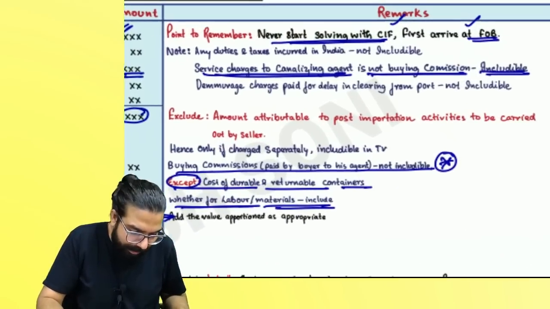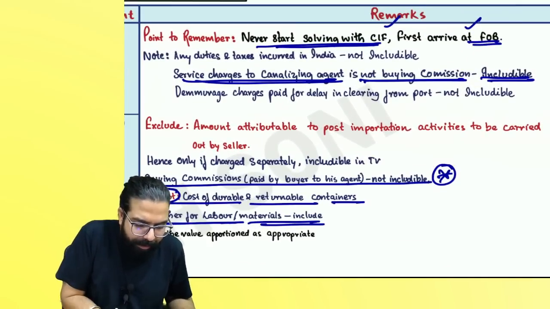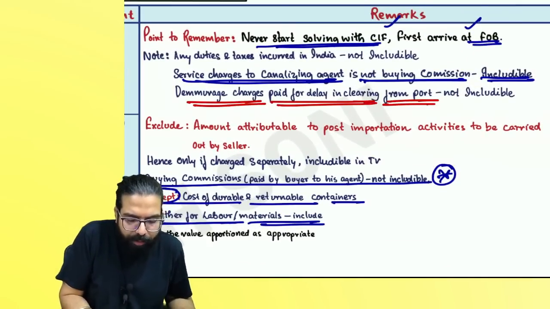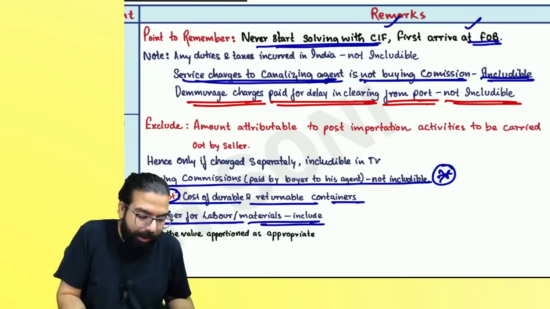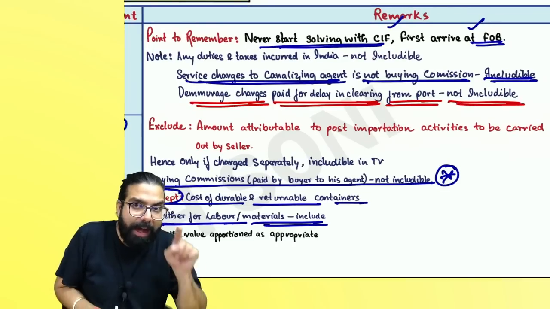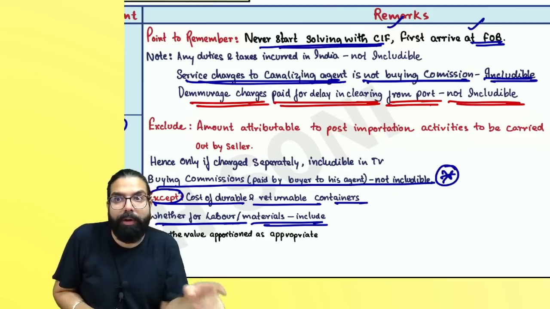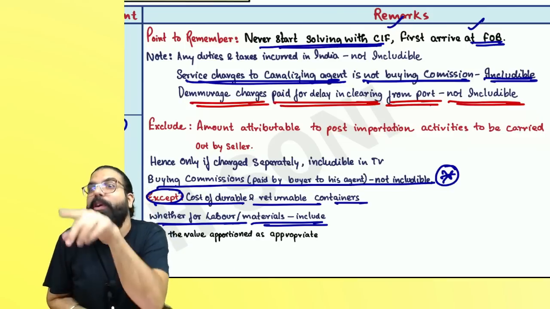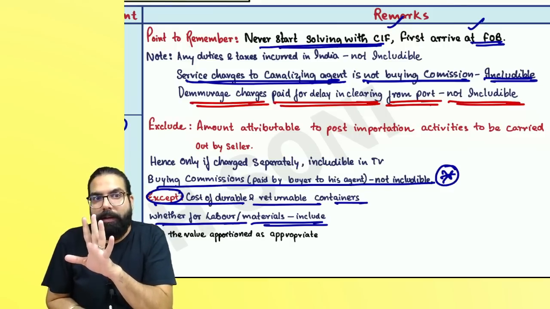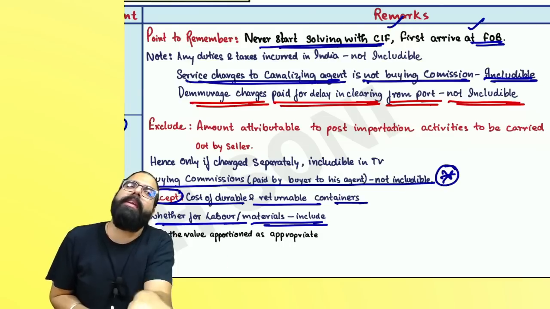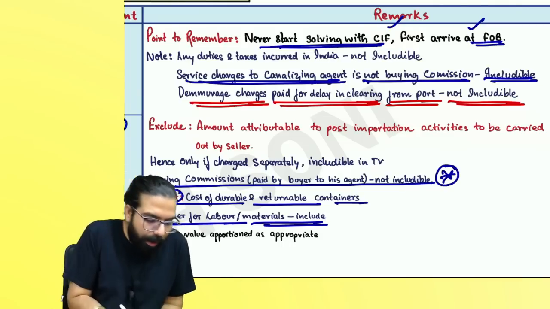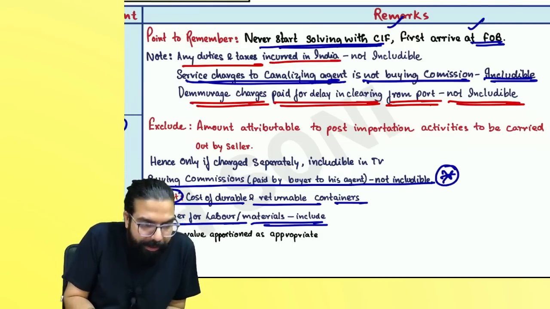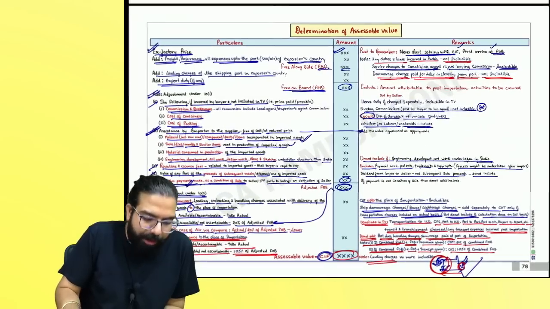On the right hand side, is there anything additional? Remember, demurrage charges paid for delay of clearing from the port are not to be included. Demurrage charges paid at the Indian port are not to be included. Ship demurrage charges are included only if you are taking cost of transportation on actual basis. If you are taking 20%, then it is already assumed to be included. Any duties and taxes incurred in India are not included. Are we all clear with this point?